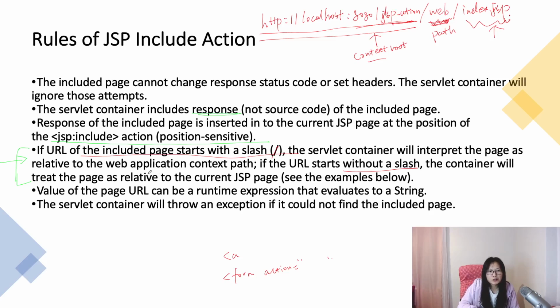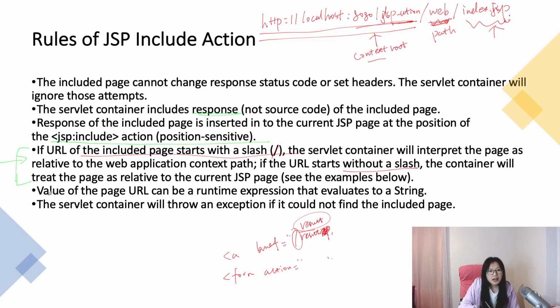The container will treat the page as relative to a JSP, exactly the same as when we use href. And if in href you use a slash, it's going to start with your context root. If you don't use a slash, like result.jsp versus slash result, they're different. This one is relative to the current URL or current JSP. This one starts with your context root.